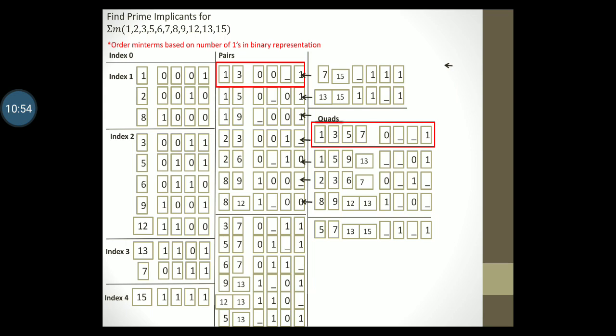3, 7, 8, 12, 3, 7, 5, 7, 6, 7, 9, 13, 12, 13, 5, 13 are all present in the quads. So is 7, 15 and 13, 15. In other words, all the pairs are contained in the quads that we have made. We don't have any octets in this example, so we can't check for quads being in a bigger grouping. So all these quads are now called prime implicants.